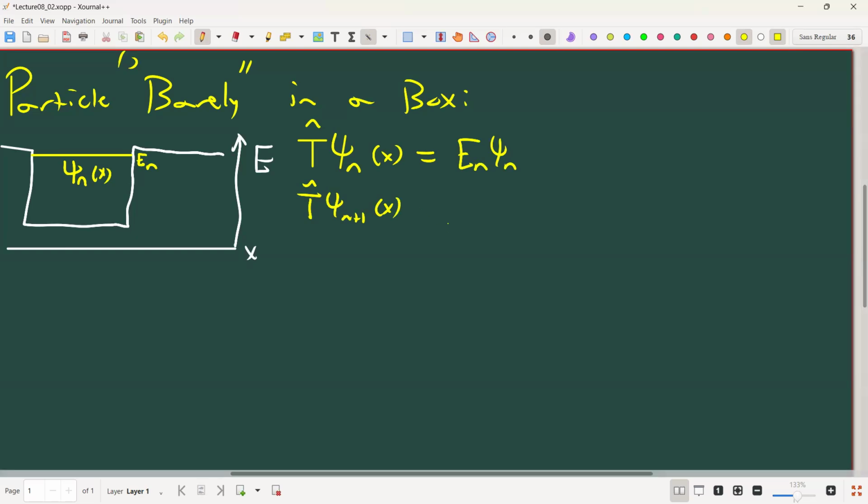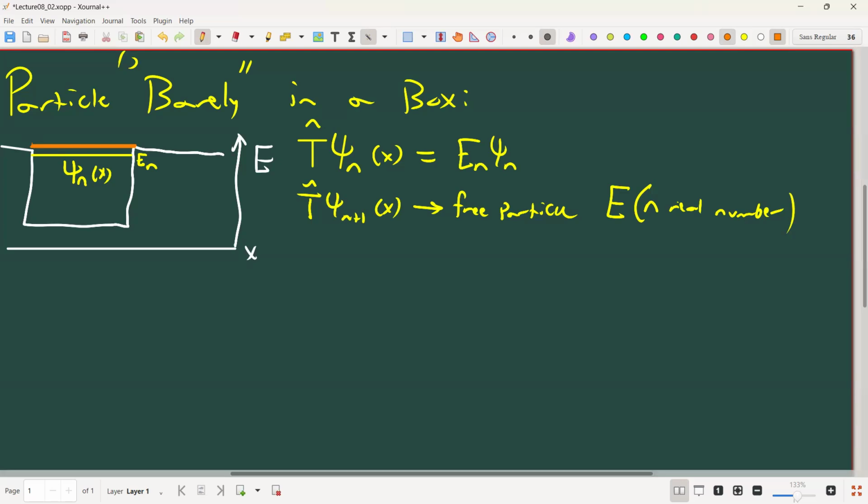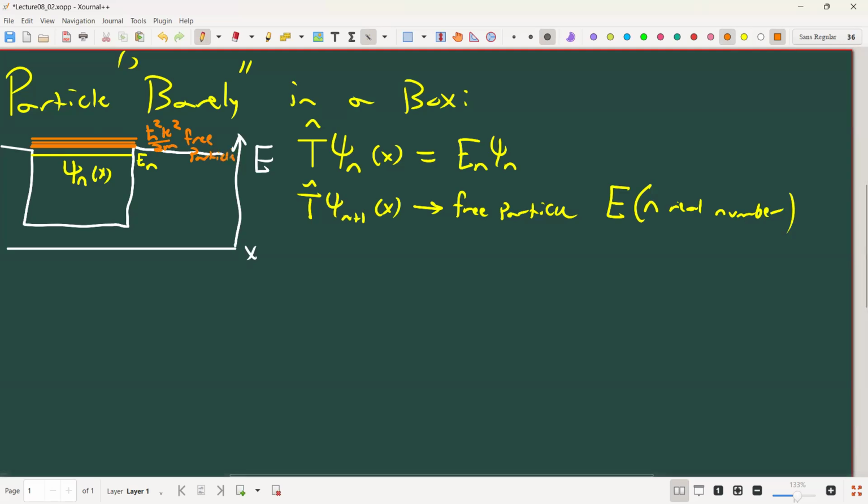this is a free particle. So here we find that the energy is a function of n, where n is a real number. So above the box, there is basically a bulk of states. They're continuous, right? And they're free particle states. They're h bar squared k squared over 2m, free particle. All right, so we have what we have down here in the box. We have our bound states, the ones that are trapped in the box, and then directly above it, we've escaped the box, and now we're at free particle.